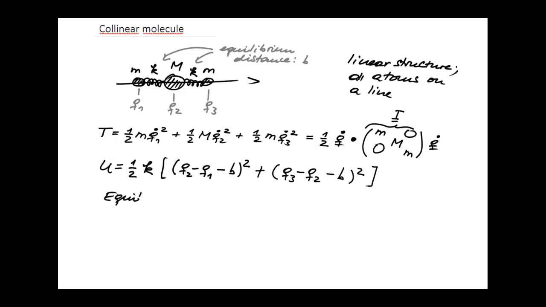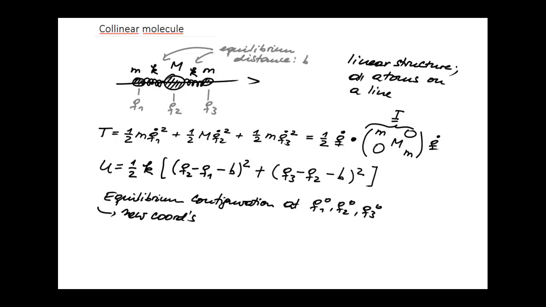Now let's say we have an equilibrium configuration at Q1 naught, Q2 naught, and Q3 naught. This is in the same terminology that we had used before. Let's say this is the equilibrium configuration. And then as before, let's introduce new coordinates that describe the deviation from this equilibrium configuration. Xi, that's defined as Qi minus Qi equilibrium.